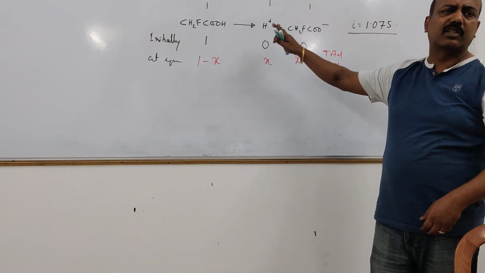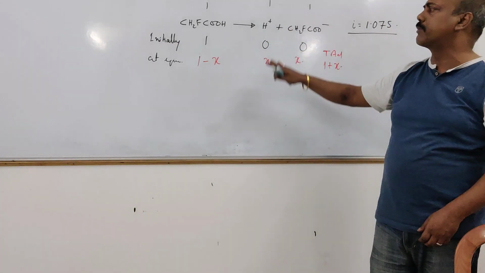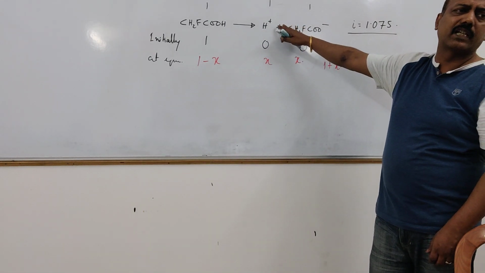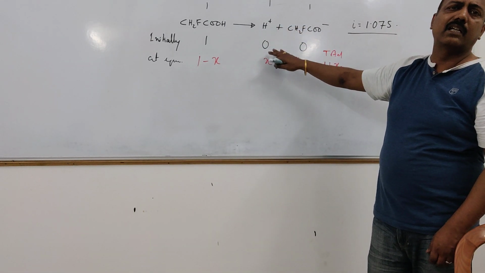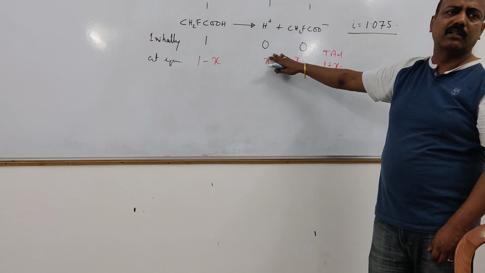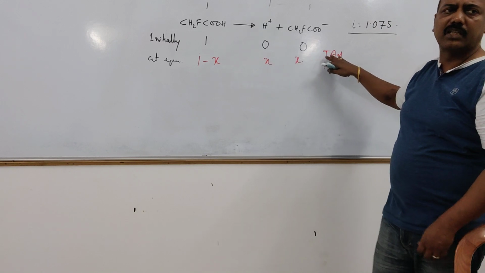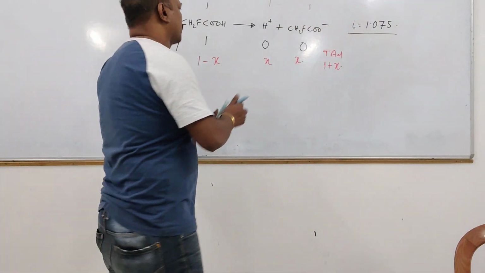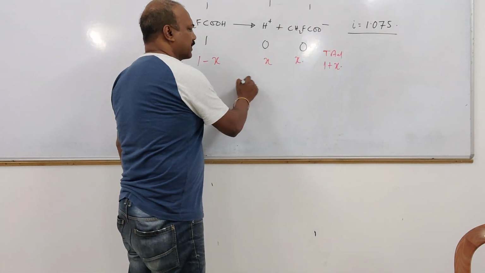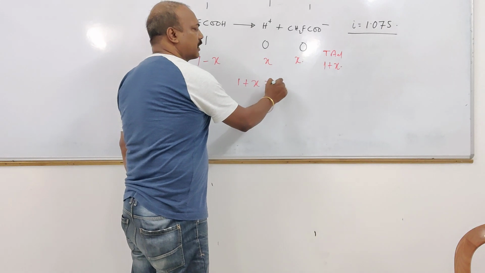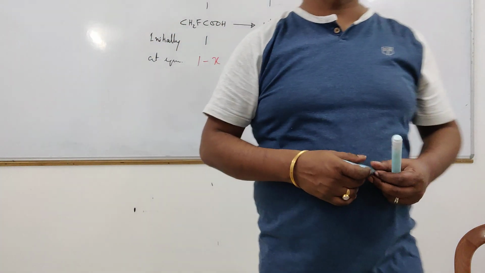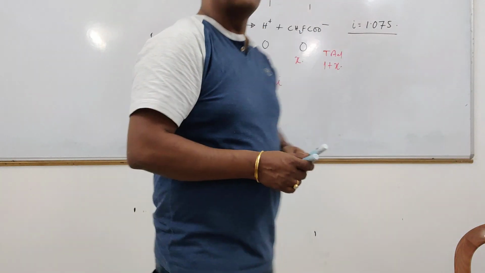This is clear now. These 2 to 3 lines are clear or not? How it is dissociating, initially and after dissociation. Clear? So total number of moles is this, and we know that at equilibrium, whatever is the total number of moles, that is 1 plus X over here, is nothing but equal to i. After dissociation or association, whatever is the total number, that is equal to i.